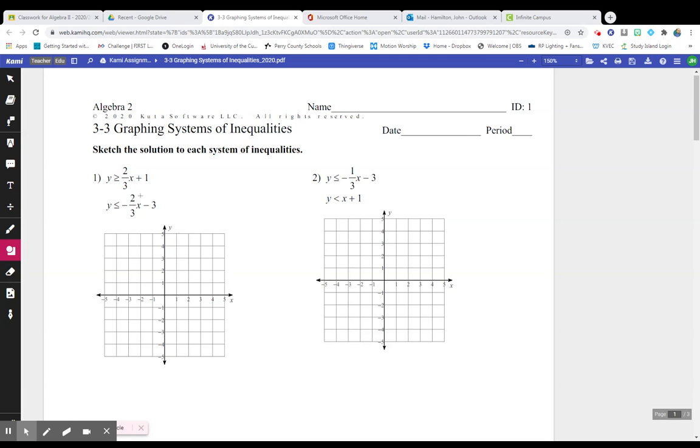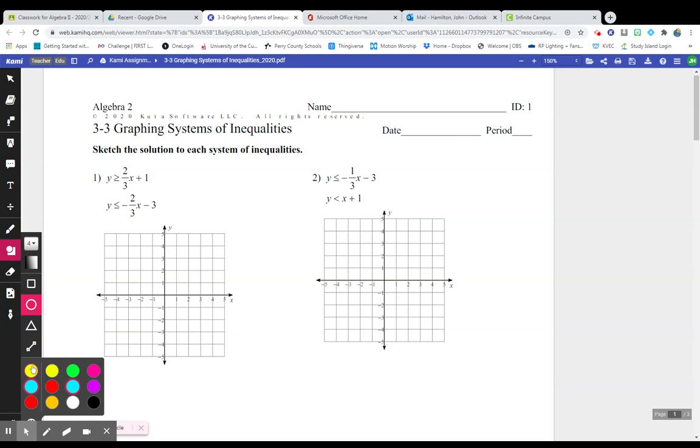So let's look at this first equation that we have: y is greater than or equal to 2/3 x plus 1. Over here are all your tools, remember. I'm going to grab a circle tool, and I'm going to make this first one blue. So again, this is the first one we're going to graph: y is greater than or equal to 2/3 x plus 1.